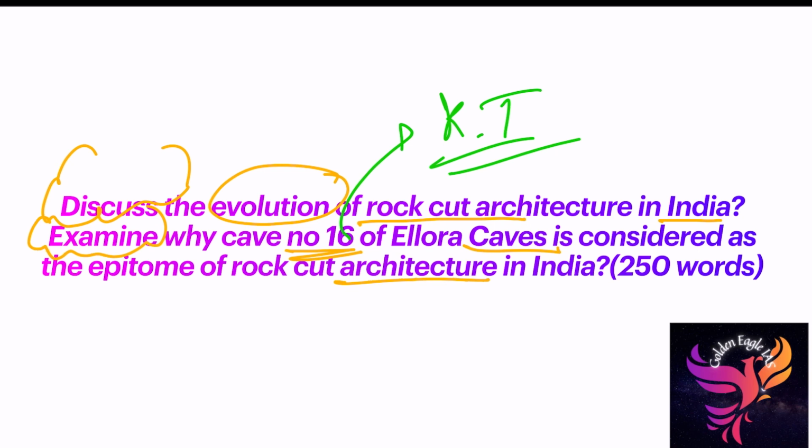You have to first understand the question. What is the key demand of the question? Explain briefly the various stages of rock-cut architecture. What is the directive word? Discuss and examine. You know the difference between discuss and examine, right? Discuss means you have to discuss the various stages of rock-cut architecture, the religious significance, then the evaluation of the design. Those things you have to discuss.